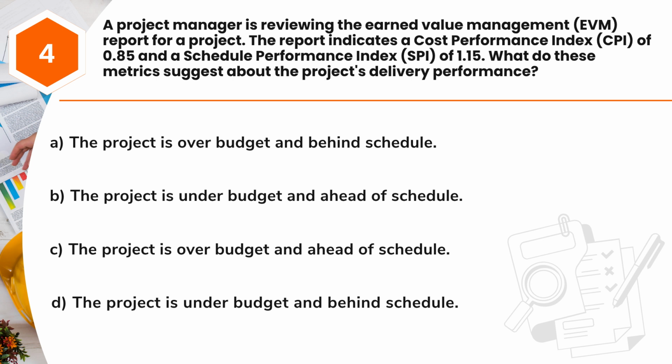Question 4. A project manager is reviewing the Earned Value Management (EVM) report for a project. The report indicates a Cost Performance Index (CPI) of 0.85 and a Schedule Performance Index (SPI) of 1.15. What do these metrics suggest about the project's delivery performance?